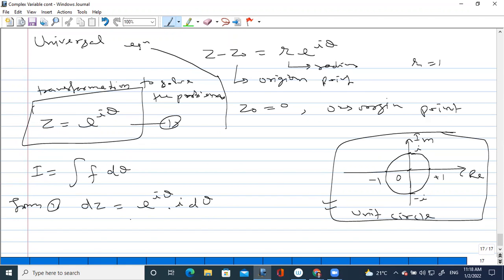But because I want d theta, d theta will be dz, 1 upon I, divided by e to the power I theta. This e to the power I theta, what can I write? Z. So it will become dz upon iz. So d theta can be replaced by dz upon iz.